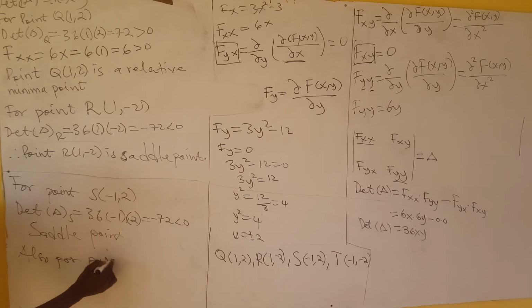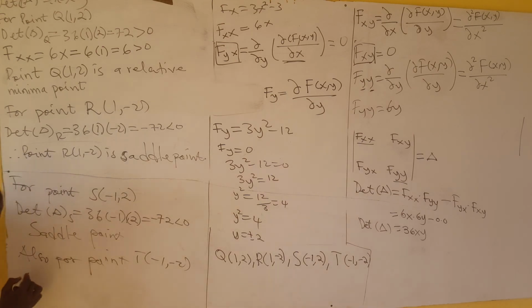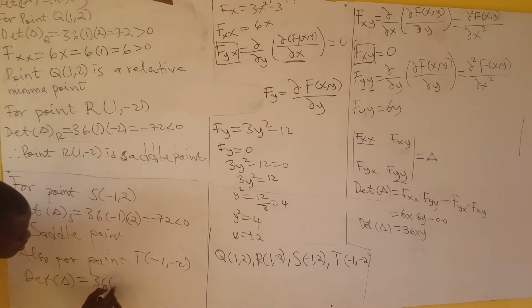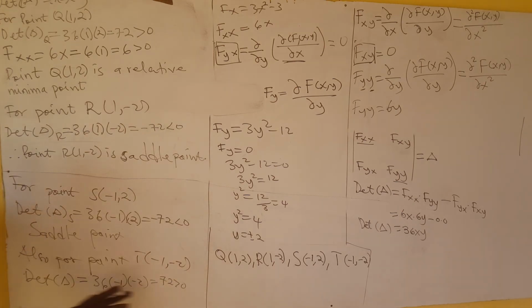Okay? So also, the next point is T, which is negative 1, negative 2. So we'll find the determinant of the matrix with respect to T. We have 36, negative 1, negative 2. That will give us 72, which is greater than 0. Okay? Now, it means that we can continue to find whether it will be a relative maximum or minimum point. Good. So let's find fxx. So fxx is 6x. That will be 6 times negative 1. That's negative 6. Negative 6 is less than 0.